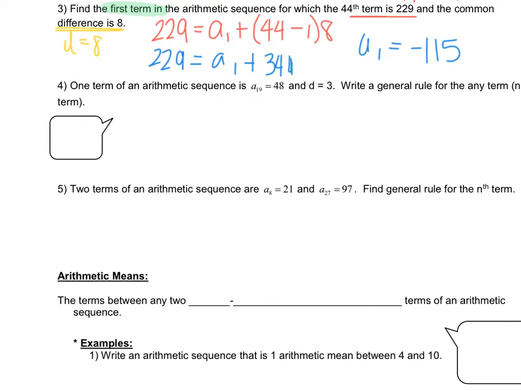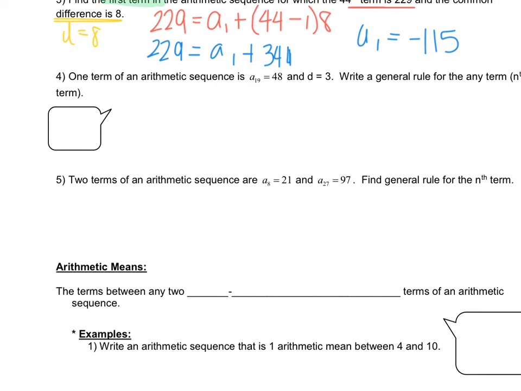All right, next example. It says one term of an arithmetic sequence is a sub 19 equals 48 and d equals 3. Write a general rule for the nth term. So this is what we're trying to find. This is our end result, a sub n. We were given this term, which means that n equals 19, a sub 19 equals 48, and d equals 3.